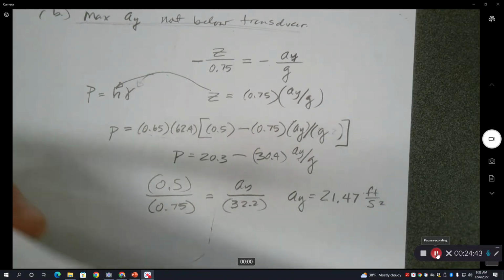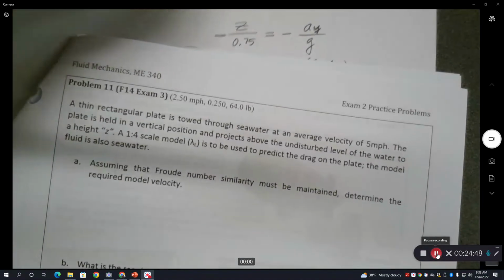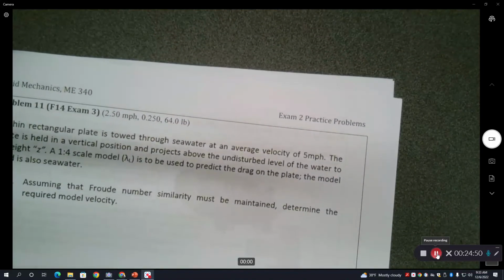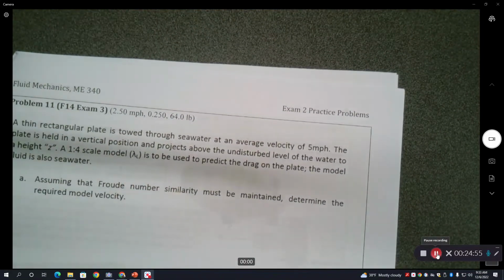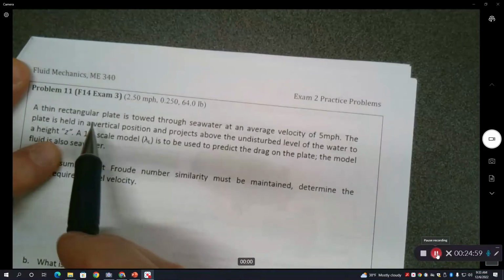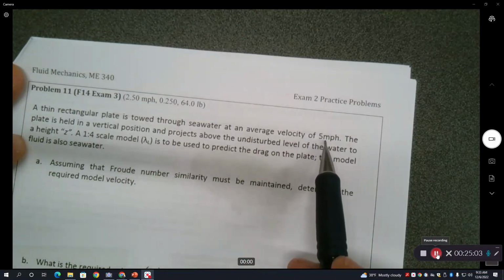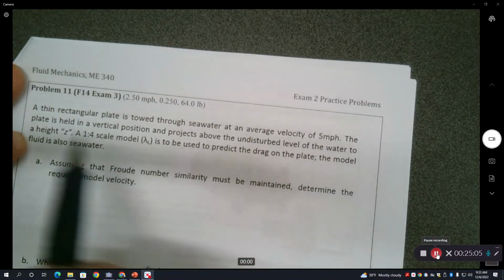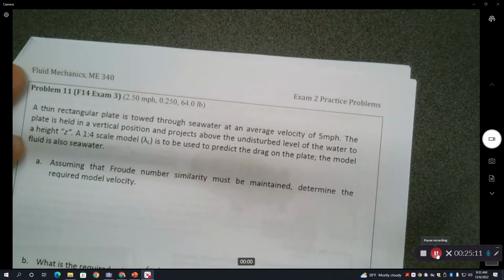Alright, so I'm not sure what we did in the previous review session, if we covered some of these, but these were the problems that we had available to us, where a thin rectangular plate is towed through seawater at an average velocity of 5 miles per hour. The plate is held in a vertical position and projects, and this feels like we did this one in the previous one. We could do it again.